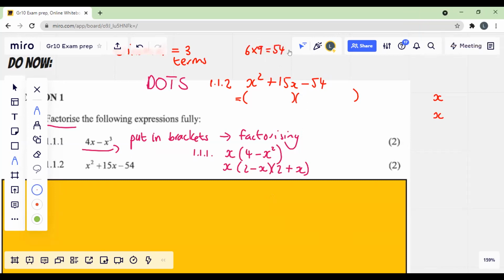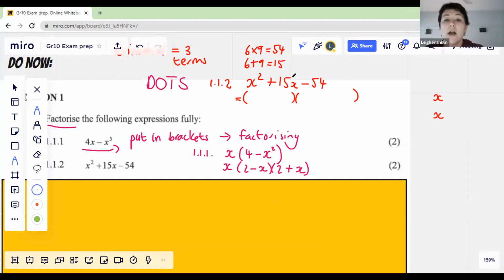It is, that's right. And 6 plus 9 is 15, isn't it? Okay, so now our bracket, it's negative. Oh, but hang on a second. We've got a negative at the end here, and we've got a positive over here, which means that one has to be minus and the other one has to be plus. So the problem is with 6 and 9, something is not going to work.